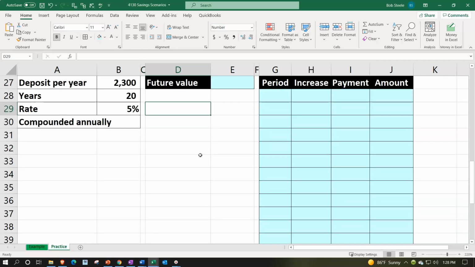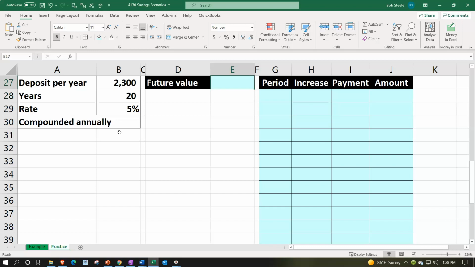So here we go. Let's do it one more time. Deposit per year. This time an annuity calculation. We're saying, what if we put down per year 2,300 into, say, a retirement account or something like that, and we did that for 20 years annually, and it was earning 5% compounding annually? How much would we have in the future value?